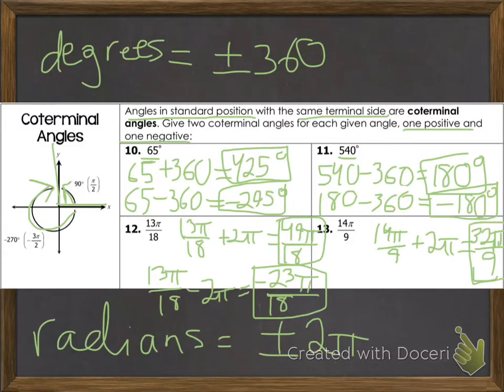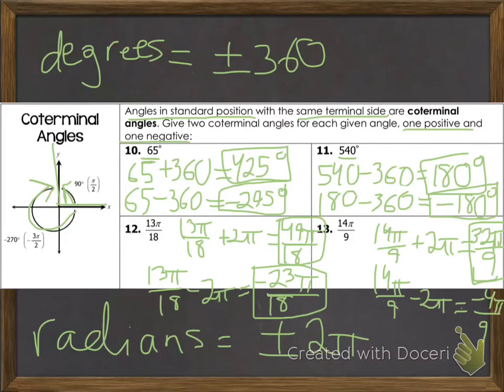And last but not least, we subtract. So 14 pi divided by 9 minus 2 pi. Do 14 over 9 minus 2, and you're going to end up getting negative 4 over 9, and then you got to add the pi in there.